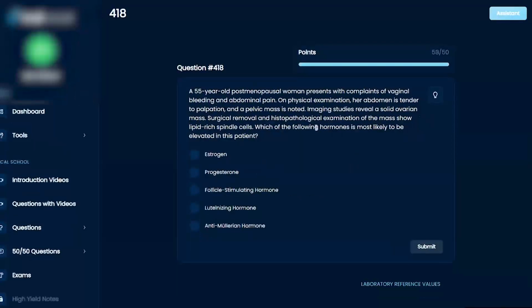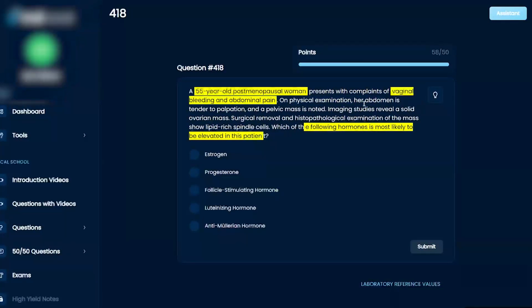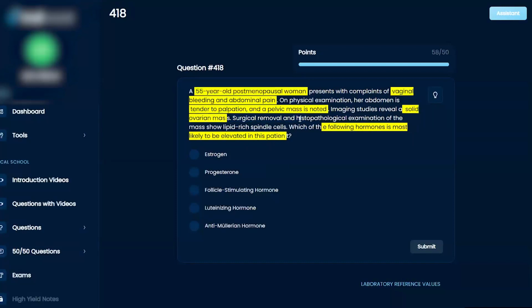All right. Okay. Which of the following hormones is most likely to be elevated in this patient? Estrogen, progesterone, FSH, LH, and anti-Müllerian hormone. So this is a 55-year-old postmenopausal woman. She presents with complaints of vaginal bleeding and abdominal pain. On physical exam, her abdomen is tender to palpation and a pelvic mass is noted. Imaging studies reveal a solid ovarian mass. Surgical removal and histopathological examination of the mass show lipid-rich spindle cells.